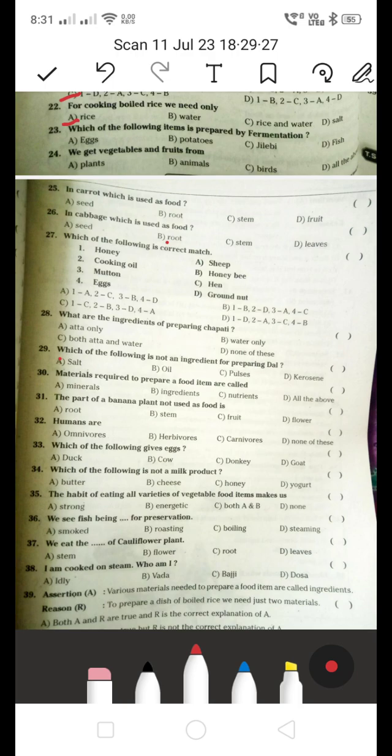Next, we get vegetables and fruits from where? Like plants, or animals, or birds, or all the above. Which is the right answer?